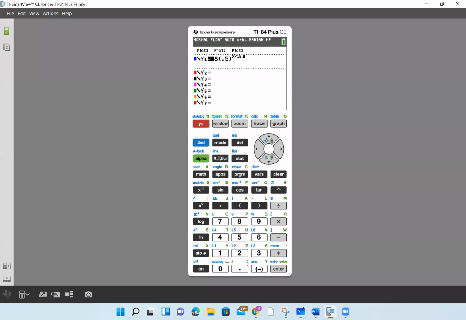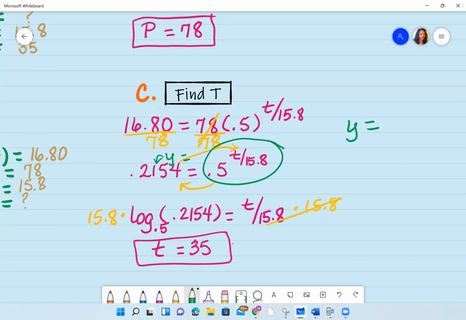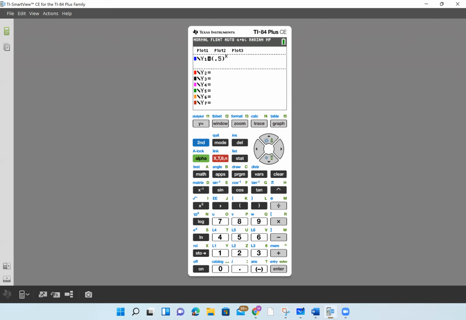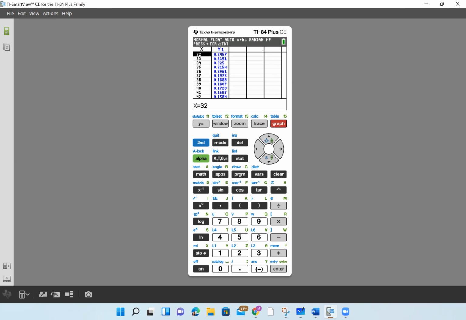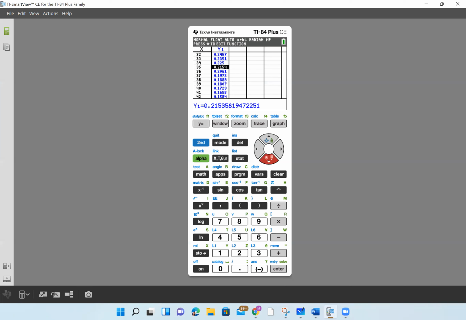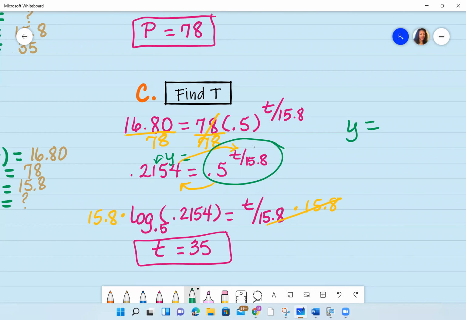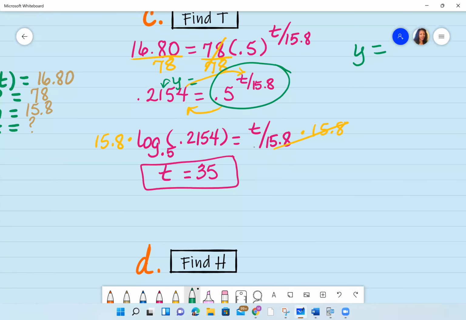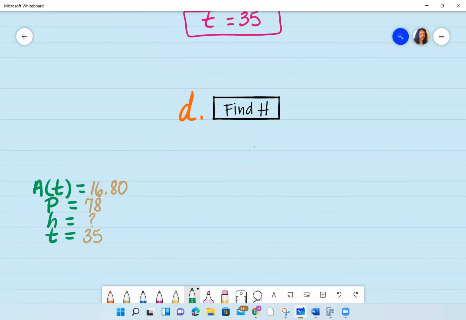So let's do that one, clear that out, and we had 0.5 raised to the x divided by 15.8. Go to our table. Again, I already have it set where it's in the general vicinity. So if I go down to 35, I see y is 0.2154 when x is 35. Again, x represents t. That's another way that you can try to figure out if you're on the right track. You can verify your answer.